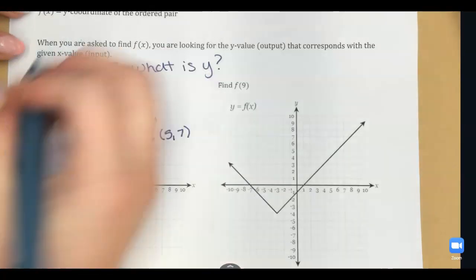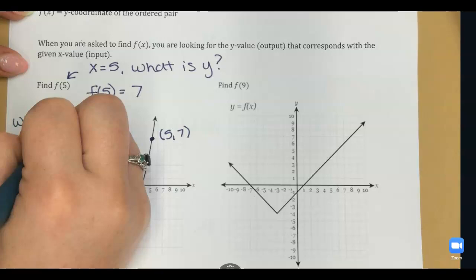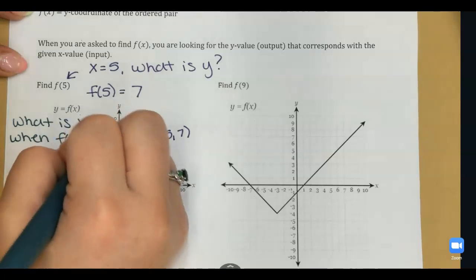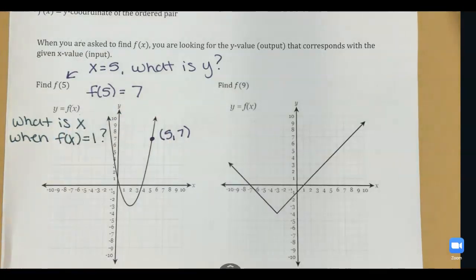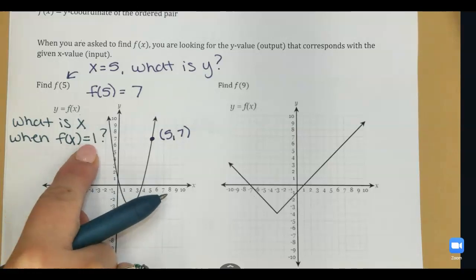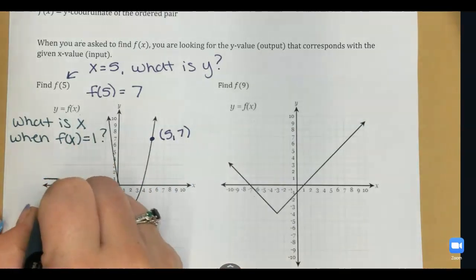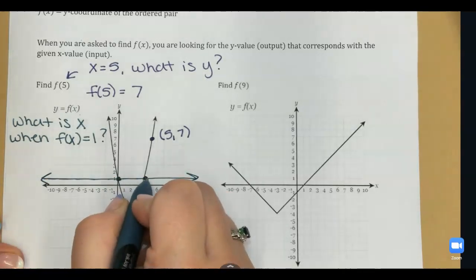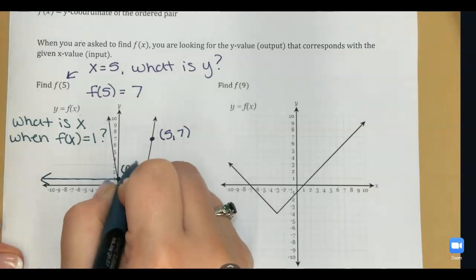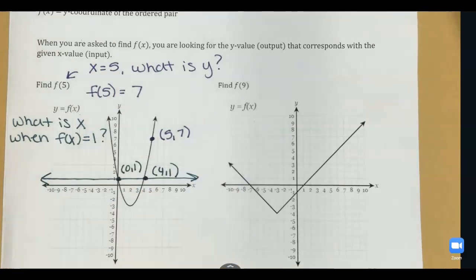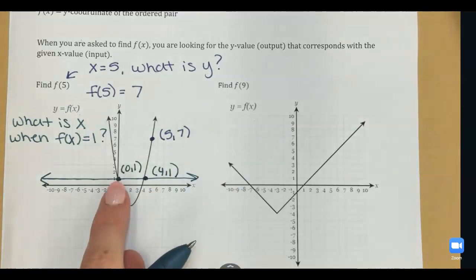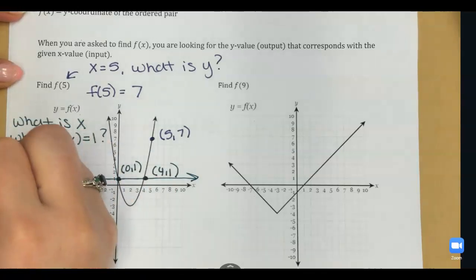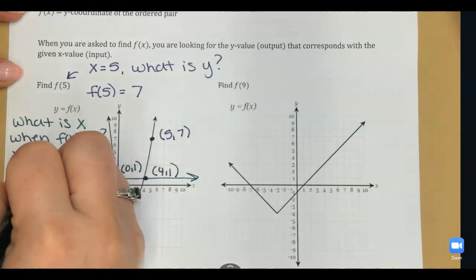Now, what if you were asked this the other way? What if it said, what is x when f of x equals 1? Well, in that case, I am looking for the x-coordinate when my y-coordinate is 1. So I'm going to go on my graph to where I have a y-coordinate of 1, and that's actually going to be in two places here. I've got 0, 1, and 4, 1. Remember, my y's can repeat. My x's cannot. So what is x when f of x equals 1? Well, I have two answers. X can be 0, and x can be 4.